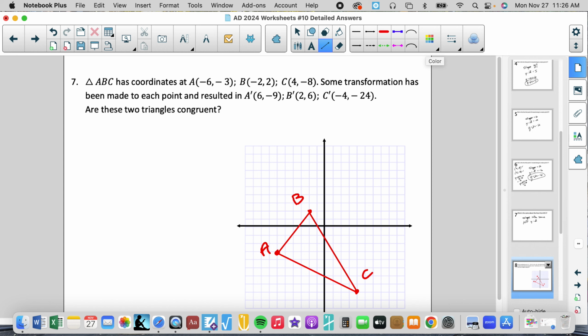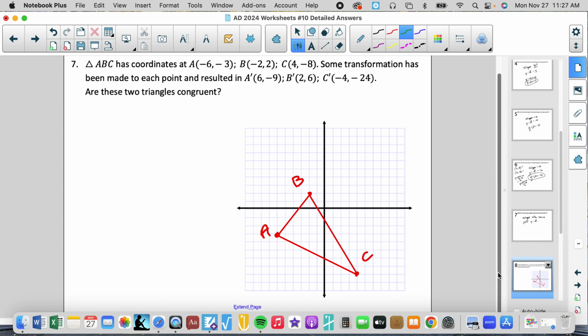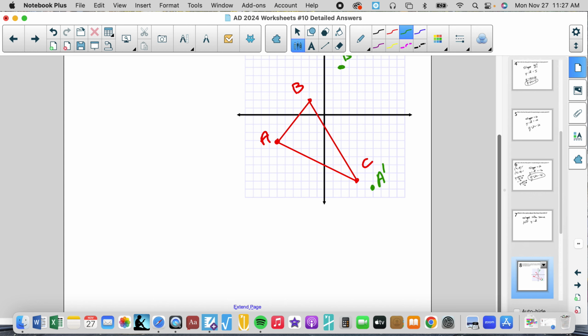Good. And some transformation has been made to create A prime, which is 6, negative 9. B prime is 2, 6. That's going to be B prime. And C prime is negative 4, negative 24. That's way down here, so that is going to be C prime.